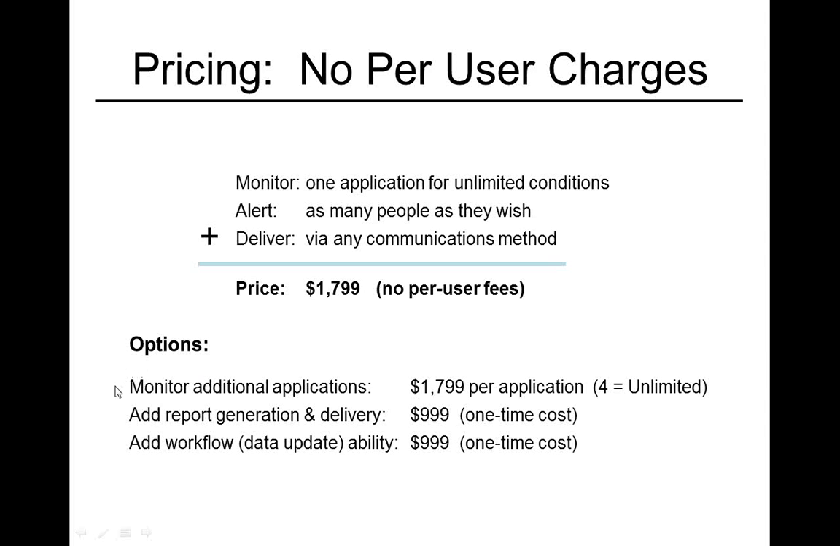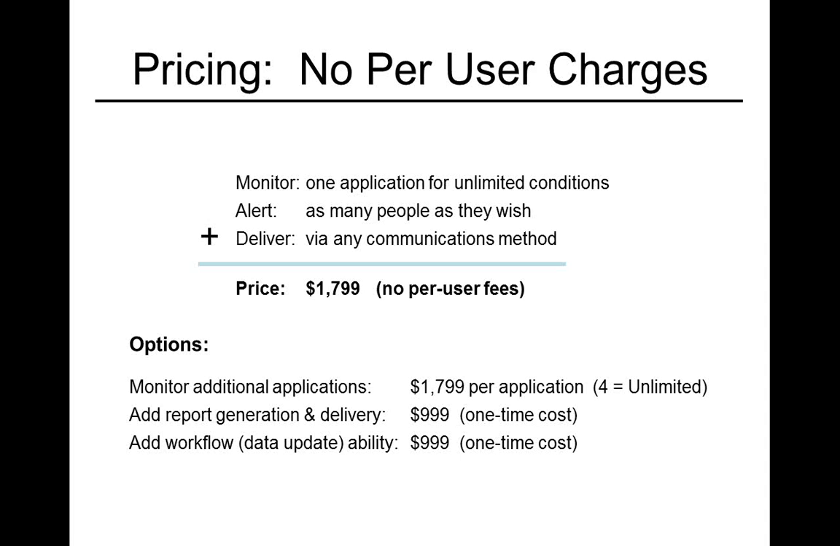Perhaps, yes, you want to monitor your ERP solution, but you've also got a sales or CRM application that you'd also like to be able to monitor. In order to monitor that additional application, that CRM application is an additional $17.99. However, once you reach 4 applications being monitored, you automatically get what we call our unlimited connection license, enabling you to monitor every single business application that you own today or ever will own.